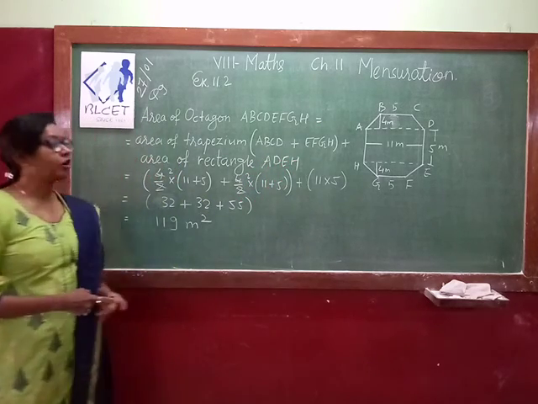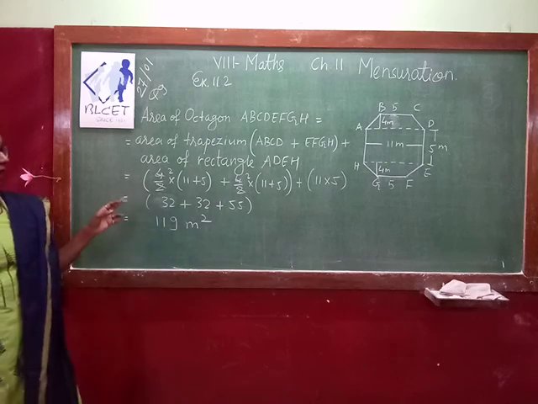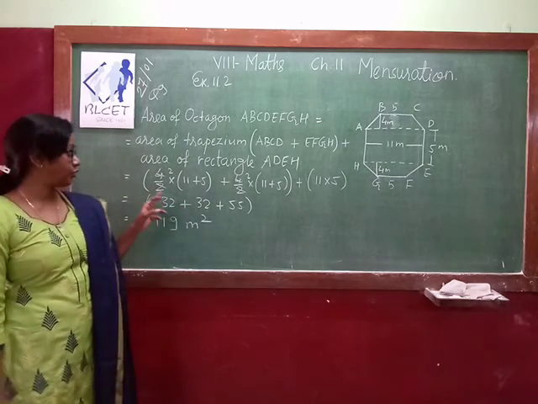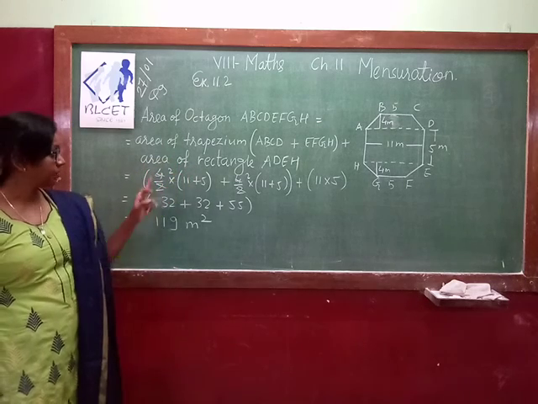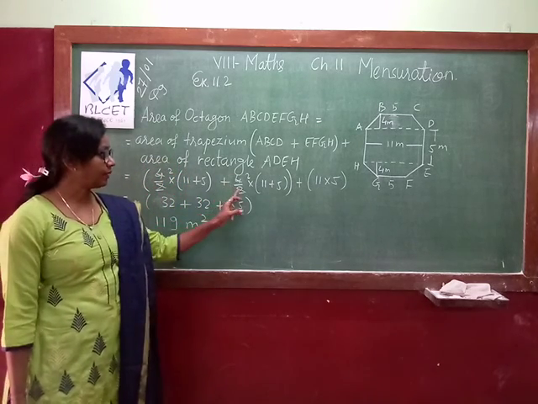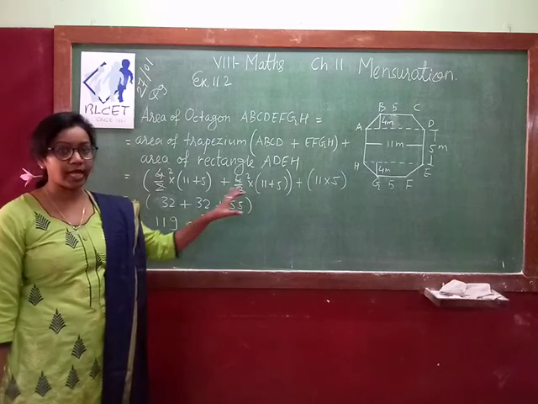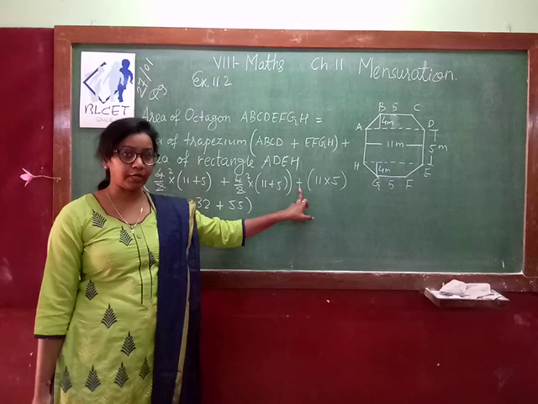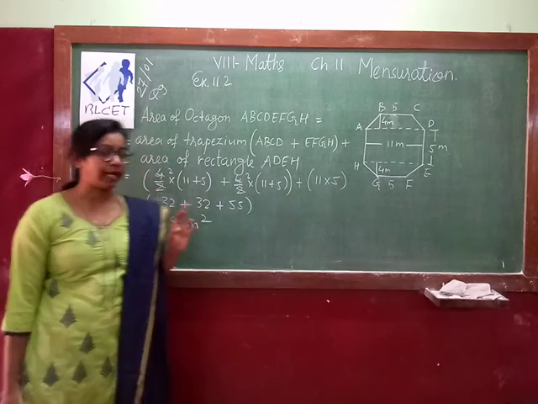Now we apply the formula for trapezium, height divided by 2 multiplied by the sum of two parallel sides. Your height is given, 4 meter. So 4 divided by 2 into 11 plus 5, plus 4 divided by 2 into 11 plus 5. That is 2 times the area of trapezium, plus the area of rectangle, that is length into breadth, that is 11 into 5.